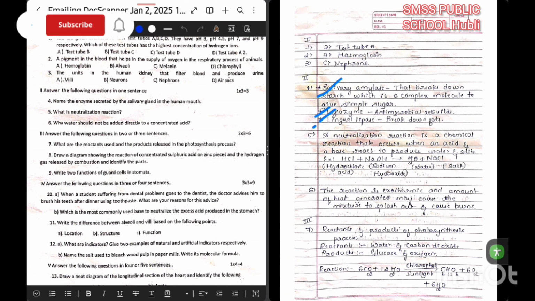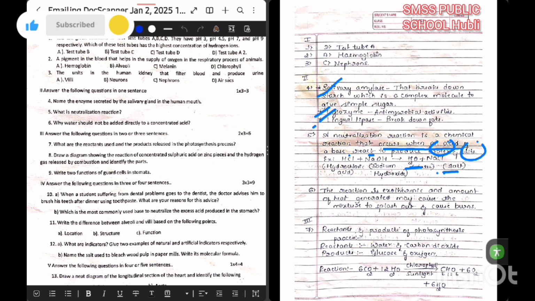The neutralization reaction is a chemical reaction that occurs when an acid and a base react, resulting in the production of what? Water and salt. So here you can see the example, HCl plus NaOH, resulting in water and NaCl. So hydrochloric acid reacts with sodium hydroxide, resulting in the liberation of water as well as formation of salt, that is NaCl.